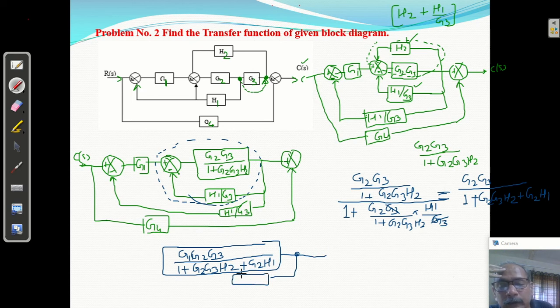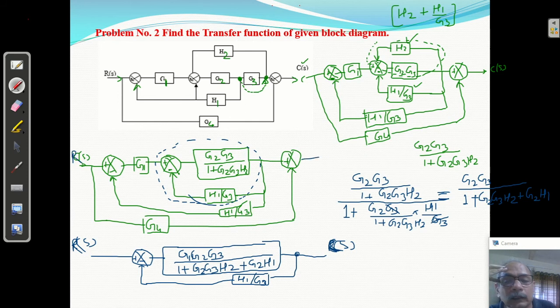What is the feedback loop? It is H1 by G3. This is H1 by G3. It is forming a closed loop with negative feedback, plus and minus. This is R of S, the reference input, and this is C of S, the controlled output.